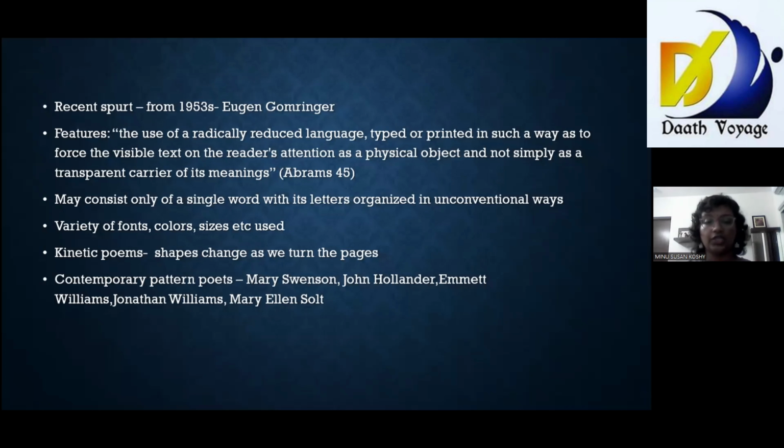Suppose the first section deals with rain and the second section deals with fire. The first page will look like rain and the second page will look like fire, through the arrangement of the letters. Now, there are contemporary pattern poets like Mary Ellen Solt, John Hollander, Emmett Williams, Jonathan Williams and others. If you look up these writers, you will see really interesting patterns.